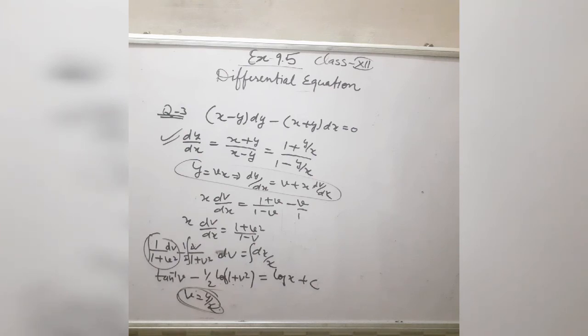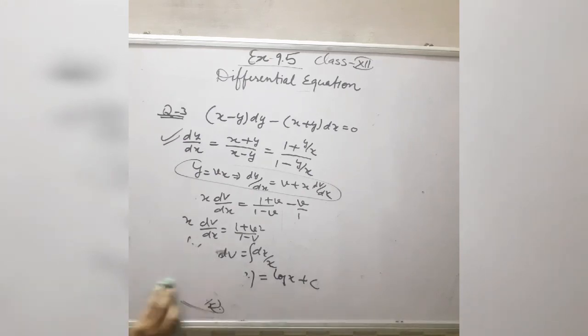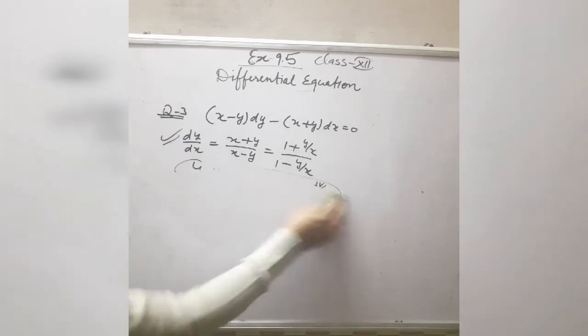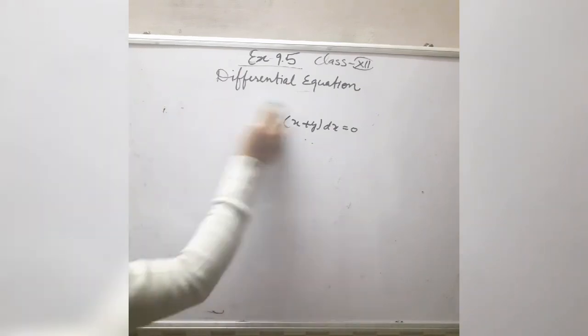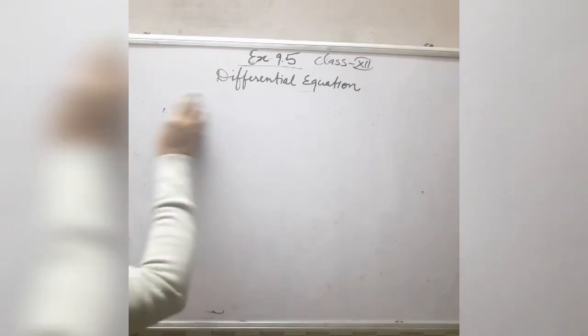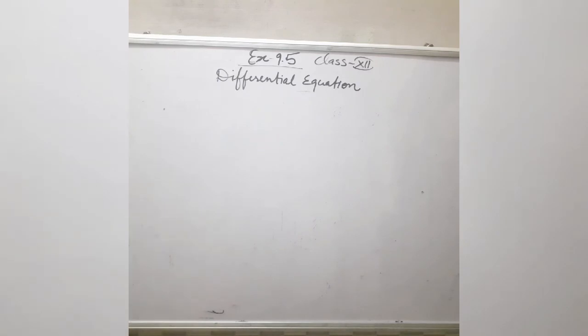Sometimes in some questions, in place of y is equal to vx, we will put x is equal to vy. In such type of questions, in place of dy by dx, you will have dx by dy. So I will explain one such question also. The remaining sums you will try yourself. Now see one more question of this exercise, in which in place of y by x you have x by y. So see question number 10.